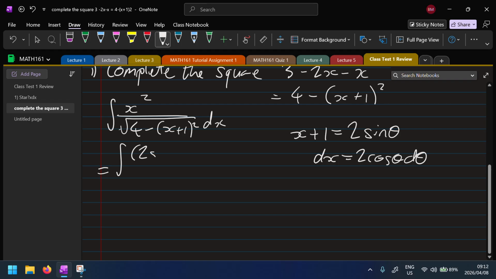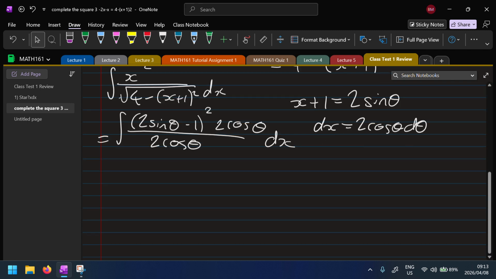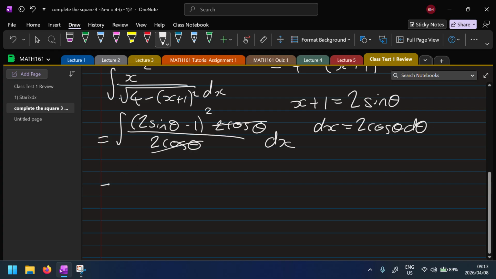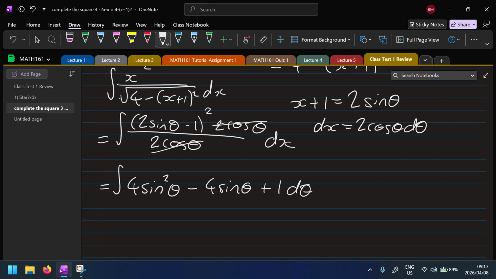So in the top, 2 sine theta minus 1 squared. In the bottom, we're going to get 4 minus 4 sine squared. So 4 cos squared. So once we do the roots, we get 2 cos theta. And the top, we also have a 2 cos theta from the dx. That cancels. So this will be 4 sine squared theta minus 4 sine theta plus 1. Right. This is just your normal trig integrals.